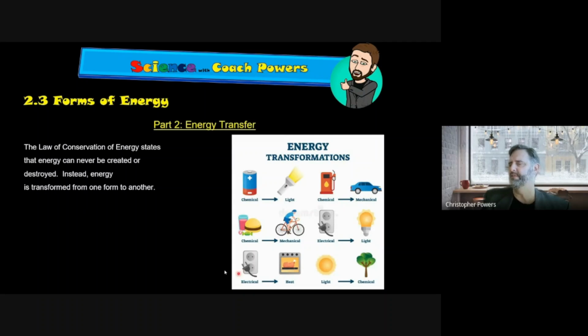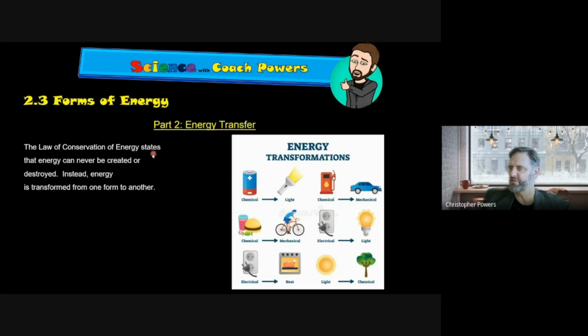Part two of this energy transfer, very short. So look at these examples over here. We have chemical transferring to light. We have chemical into mechanical. The body's a machine, basically. Electrical, the flow of electrons, into a light source. And electrical to heat. Light to chemical. See how these things work?